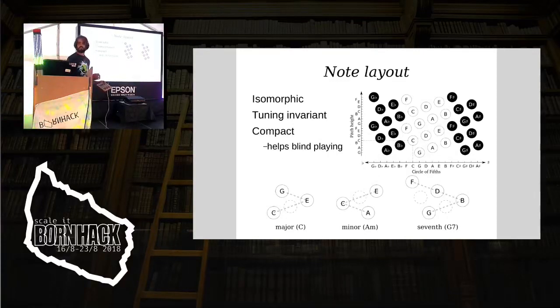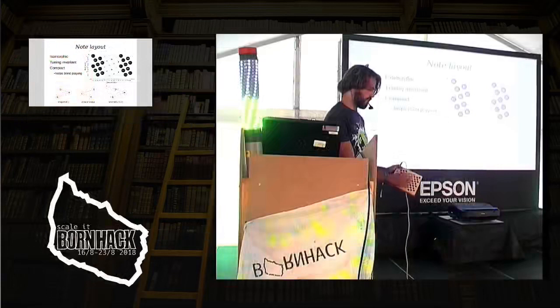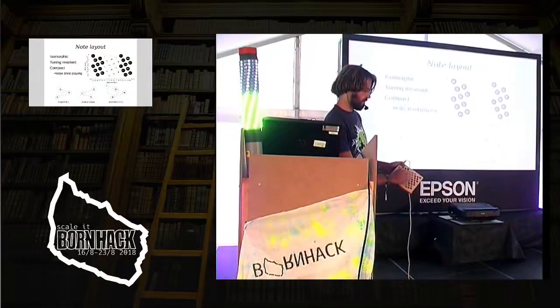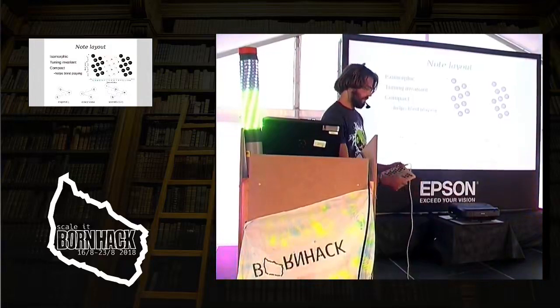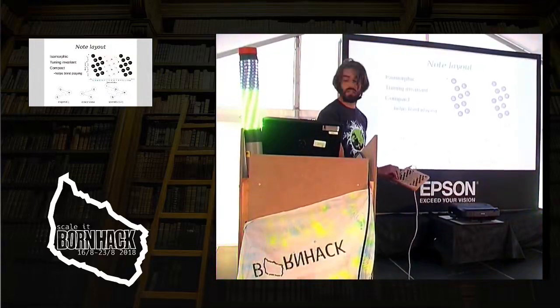Every musical distance has the same shape. So, for example, a minor third is always this. A major chord is always this triangle. A minor chord is this triangle. And it works with different tunings.